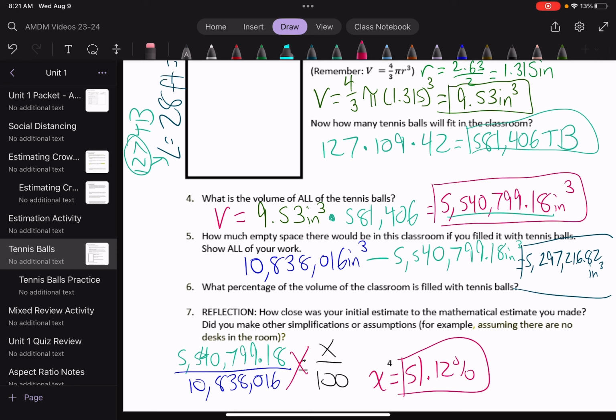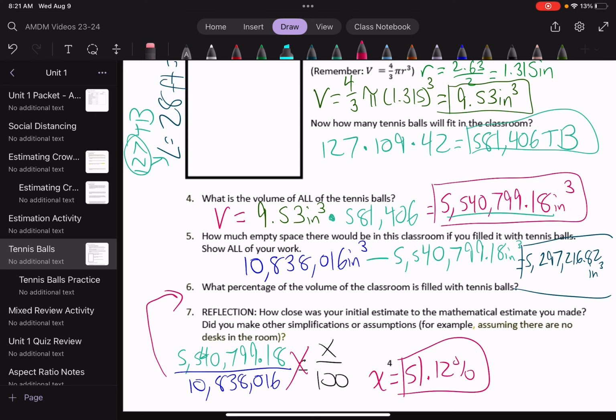All right? So I want you guys to do some reflection at the end of this. So this was for question 6. My reflection needs to say, how close were your initial estimates to the mathematical estimate? Guys, I said it could be 100,000. I was a little bit closer when I said about 500,000 tennis balls could fit in the classroom. I was really low when I said 500 tennis balls could fit in the classroom, okay?